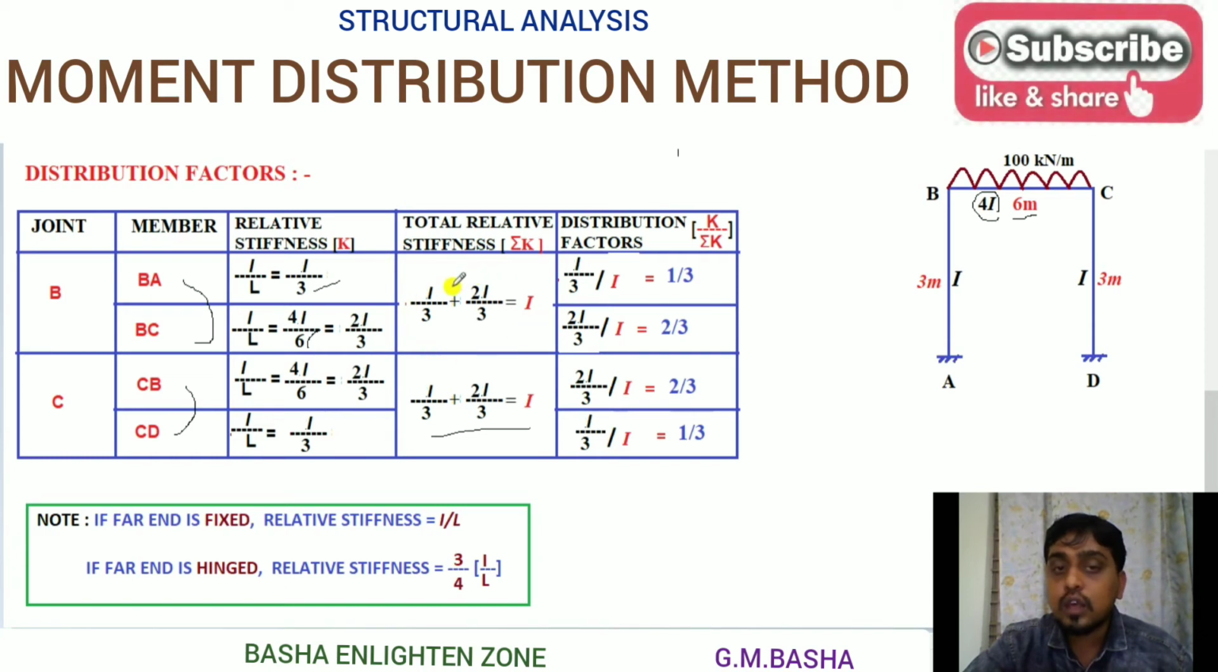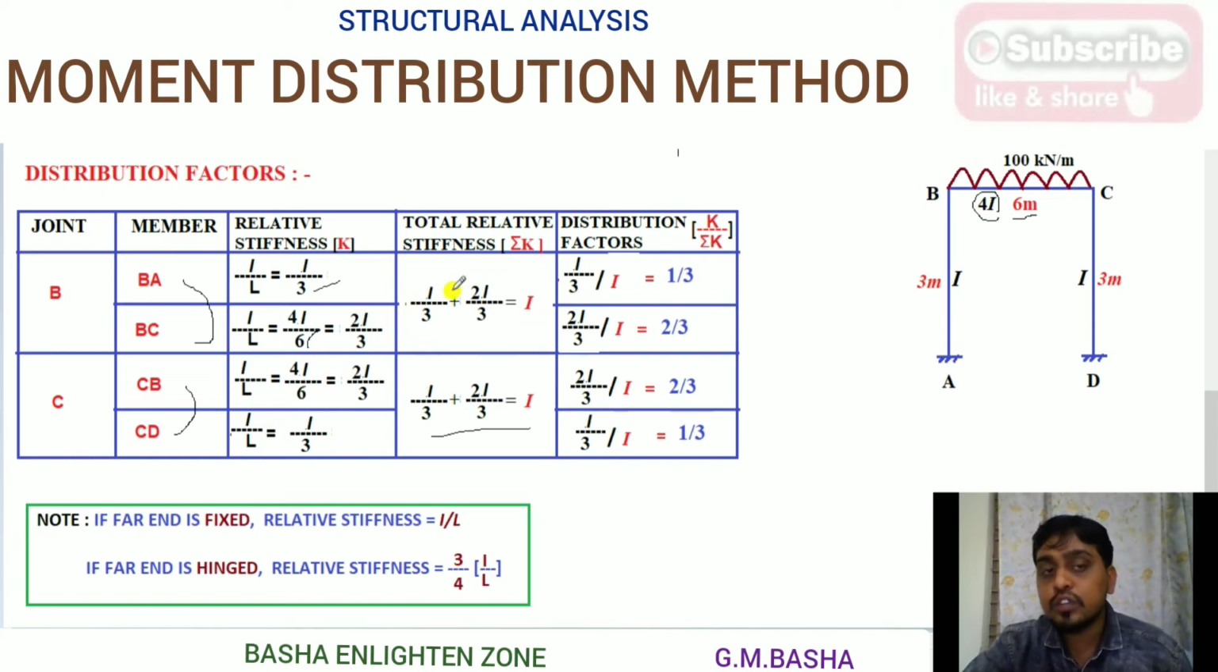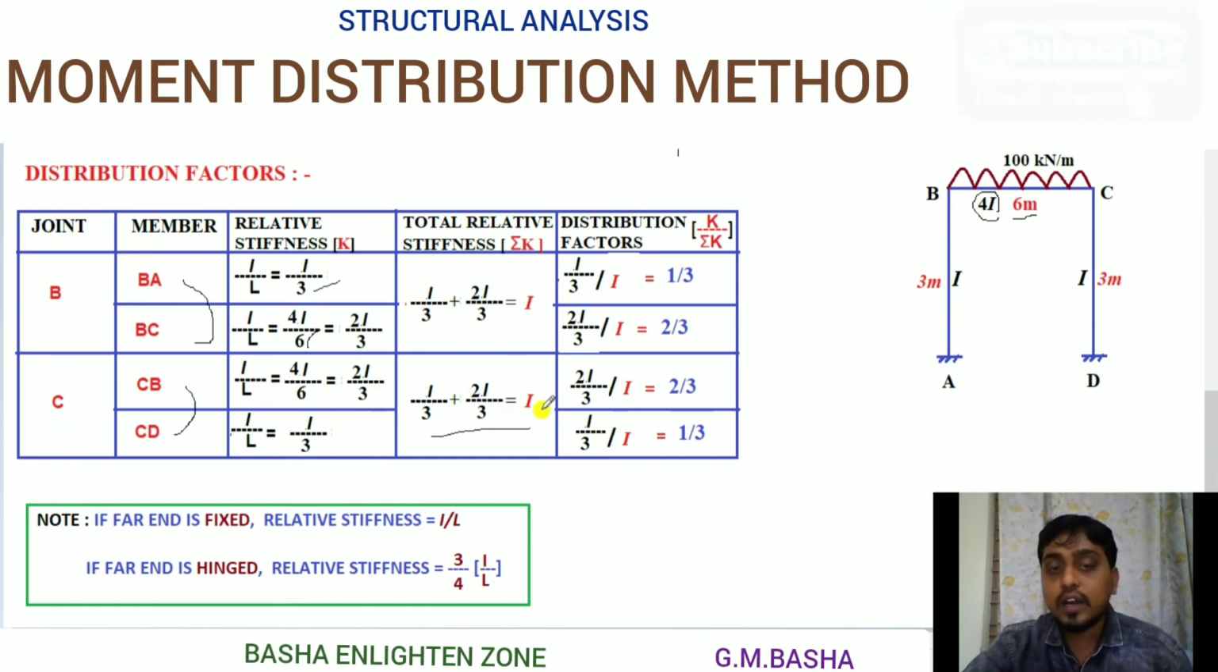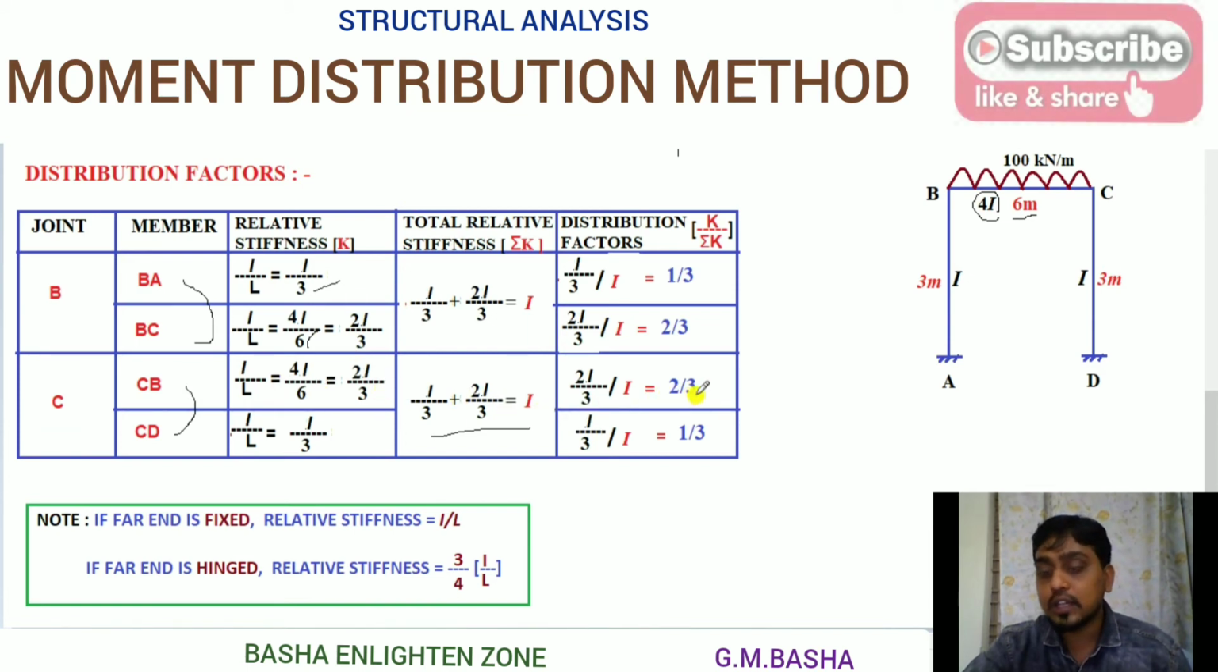Sum of the relative stiffness at that particular joint means I by 3 divided by I. If you simplify that, you will get 1 by 3. Similarly, 2I by 3 divided by I for BC, then you will get directly 2 by 3. Similarly for CB, 2I by 3 divided by I, you will get 2 by 3. Similarly for CD distribution factor, I by 3 divided by I, then you will get 1 by 3.